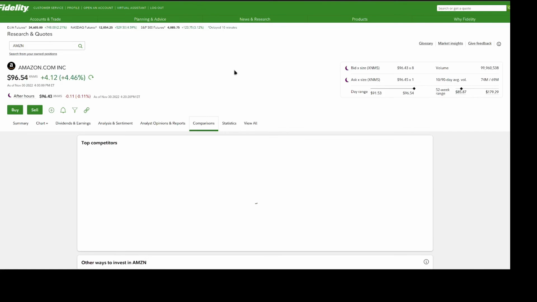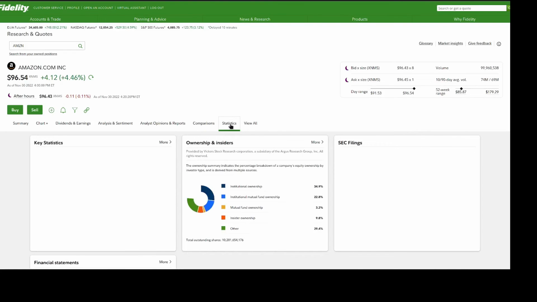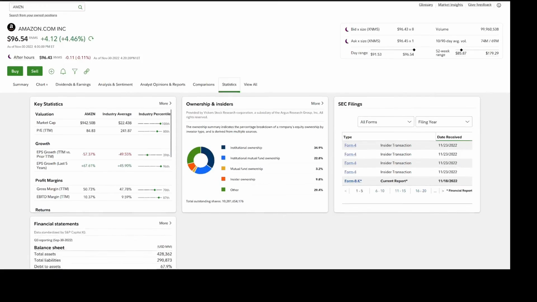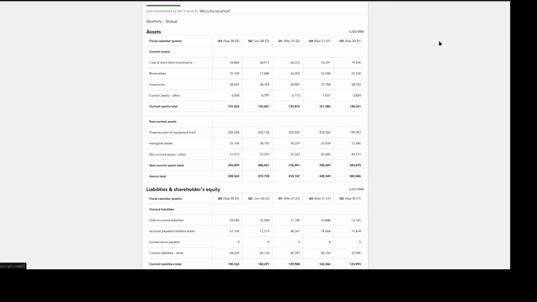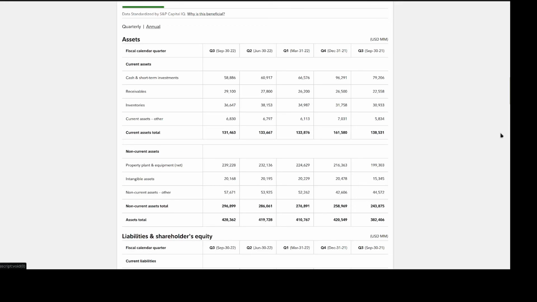So if I were to go back, the same thing happens. It doesn't stay open. So if I want to go back and see financials, I have to do it all over again. So that's the thing that really annoys me about Fidelity.